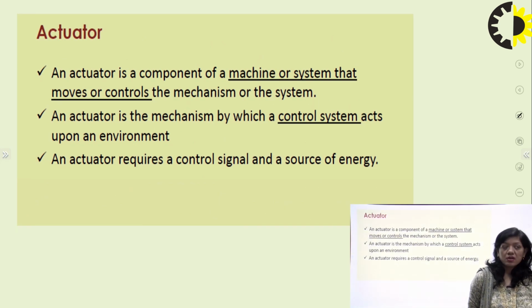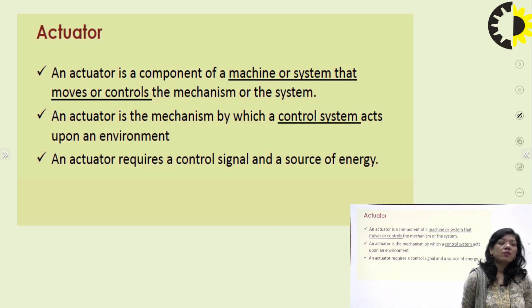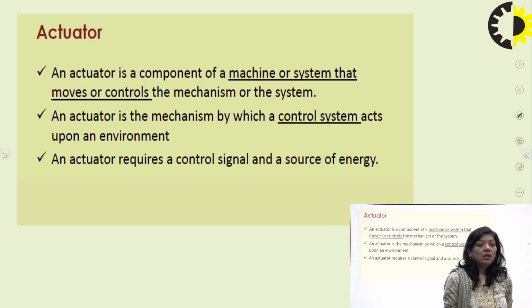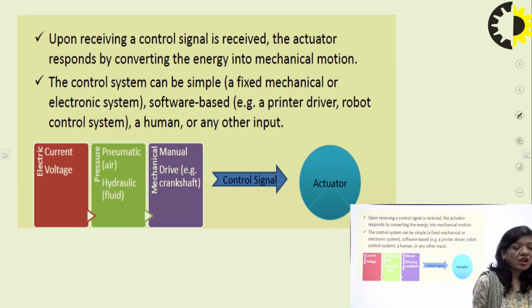Next term arises: what is an actuator? An actuator is a component of a machine or a system that moves or controls the mechanism of a system. An actuator is the mechanism by which a control system acts upon an environment. An actuator requires a control signal and a source of energy. Upon receiving a control signal, the actuator responds by converting the energy into mechanical motion.